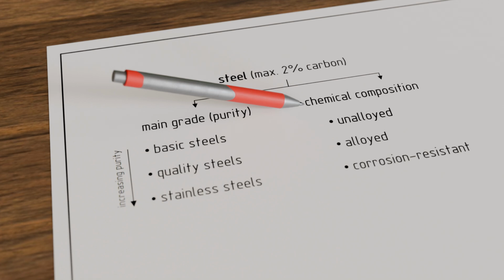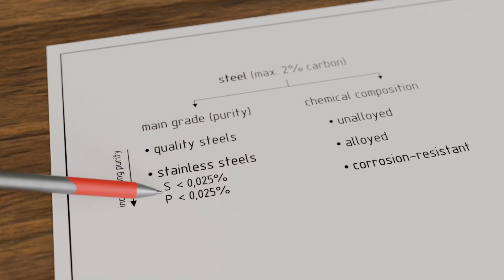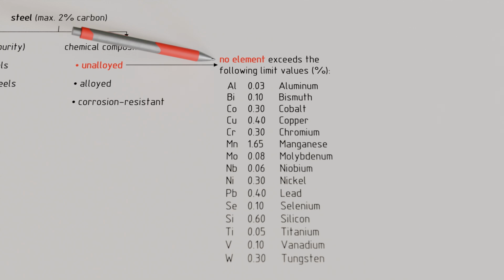The steels formerly referred to as basic steels achieve the purity level of quality steels without any great effort in today's manufacturing processes. Therefore, the term basic steels is no longer used in current standards. These steels are now classified as non-alloyed quality steels. For stainless steels, the maximum allowable limits for sulfur and phosphorus are 0.025%. Let us now take a closer look at non-alloyed steels.